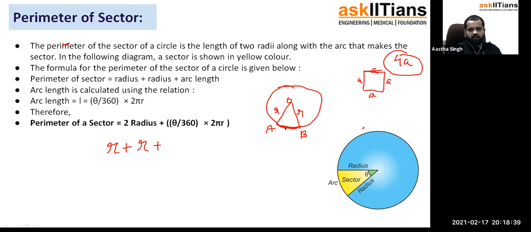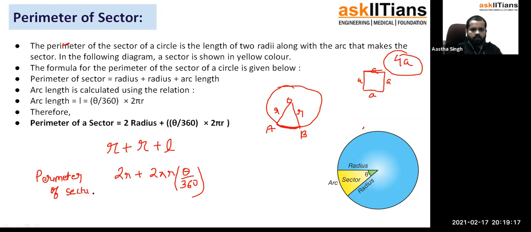We were discussing the sector. From A to O, r is moved, from O to B again r, then from B to A it is your length of an arc. And what is the length of an arc? It is 2 pi r theta divided by 360, where theta is in degree. So the perimeter of sector is 2r plus 2 pi r theta divided by 360.